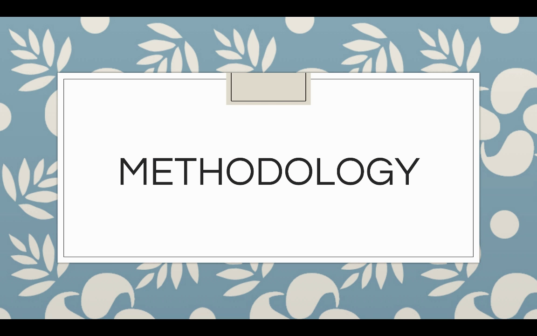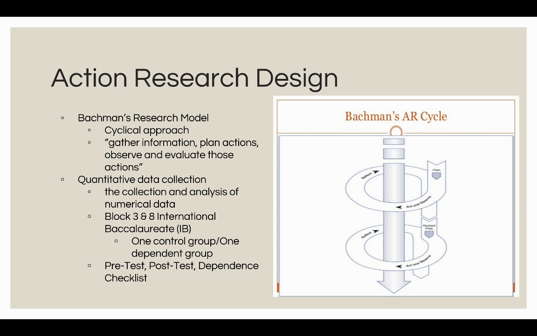The methodology. The action research design focused on was Bachman's research model. It has a cyclical approach, and it gathers information, plans actions, observes, and evaluates those actions. So if you see, it follows a cyclical approach downward where you observe, you plan, you reflect, and then you repeat. The quantitative data collected was a collection and analysis of numerical data. So there was Block 3 and Block 8 of an International Baccalaureate or IB class. One class was the control group and one was the dependent group. There was a pre-test, a post-test, and a dependence checklist that helped with my design.